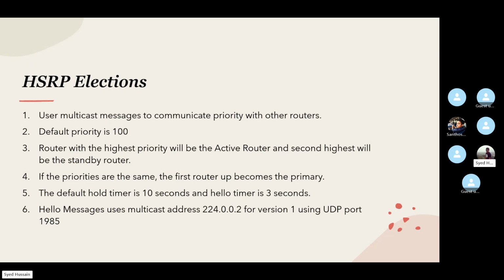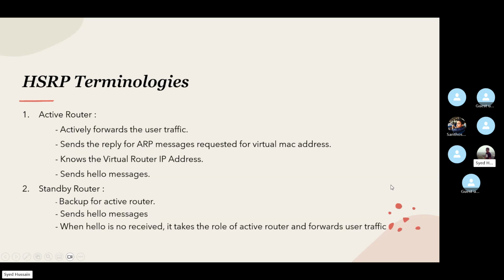And the hello timer is 3 seconds. So every 3 seconds it will share the update, and it waits up to 10 seconds. Next, hello messages use the multicast address 224.0.0.2 for version 1, using UDP port number 1985. Okay, so it uses UDP port number 1985. Sorry, we will go to the next slide.